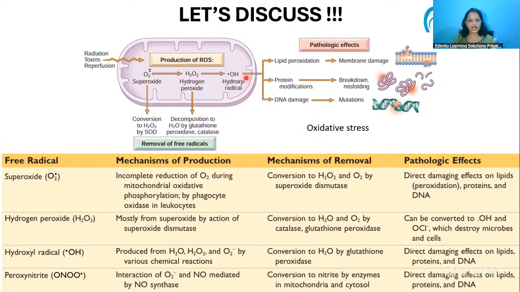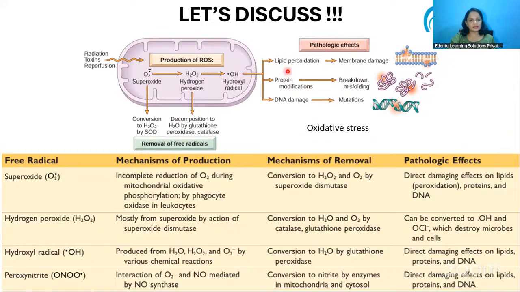Okay, not just the hydroxyl radical, but all the reactive oxygen species, whether it is superoxide or hydrogen peroxide or the hydroxyl radical, if they are not getting converted to harmless products, then all of them have the ability to produce some kind of pathological effects inside the cell. So let's see what are the pathological effects it can produce.